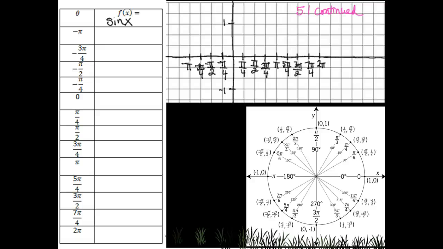Hey folks, I wanted to spend a little more time with 5.1, just graphing basic trigonometric functions, and I'm also going to talk about transformations on basic graphs. So really what I want you to be able to do is graph sine x, cosine x, tangent x, cotangent x, and then also be able to graph secant x and cosecant x using sine and cosine x.